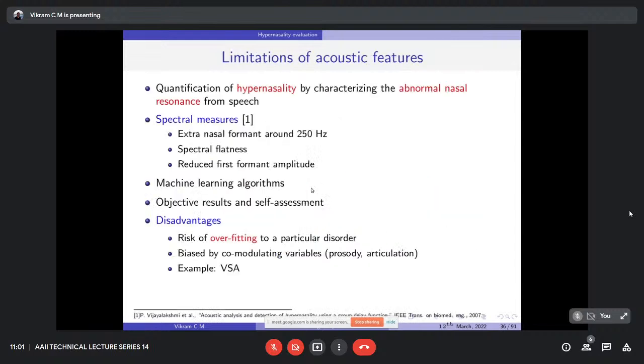We can use these acoustic features for the detection of hypernasality, but the problem is these acoustic cues vary with age, gender, and language. Due to that, we are motivated to go for the machine learning approach. Machine learning can generalize these acoustic cues and give reasonable, prominent results.